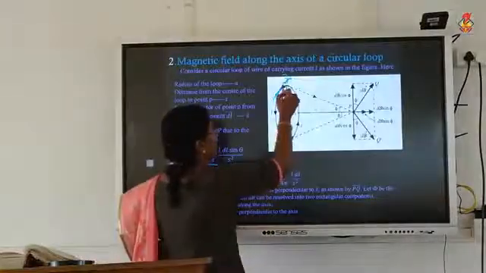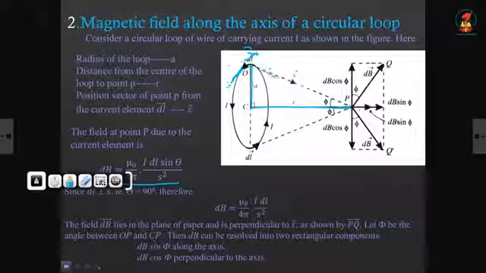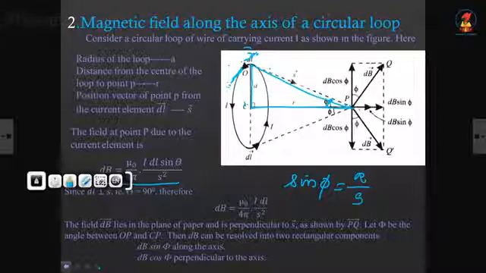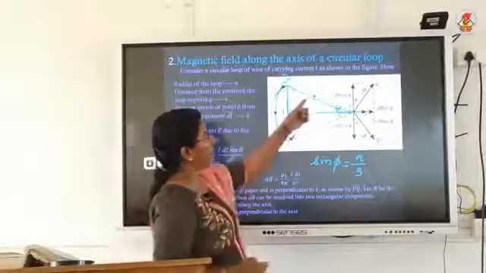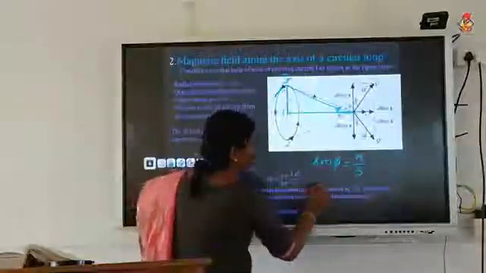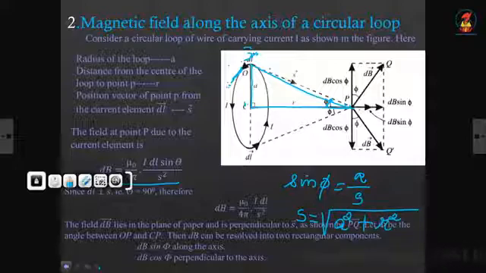Take this diagram. Take this right triangle. This is phi. So what is sin phi? It is opposite side by hypotenuse, a by s. Also, using Pythagoras theorem, you can find the value of s in terms of a and r. What will be s? s will be equal to root of a square plus r square.